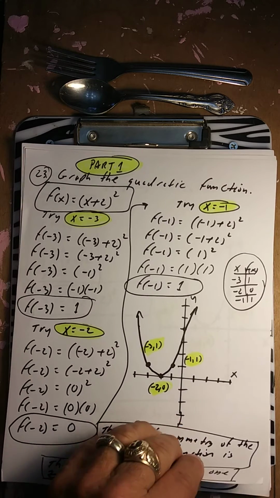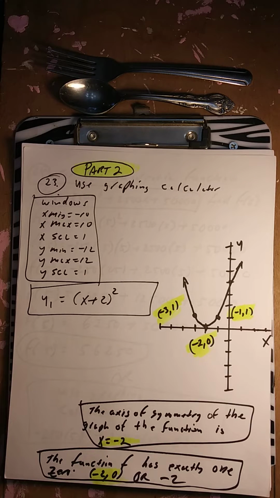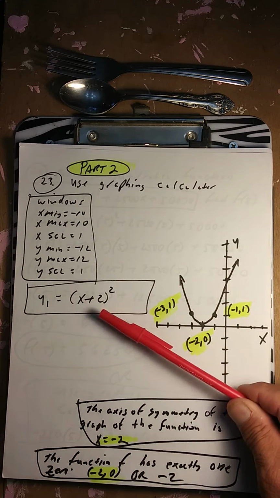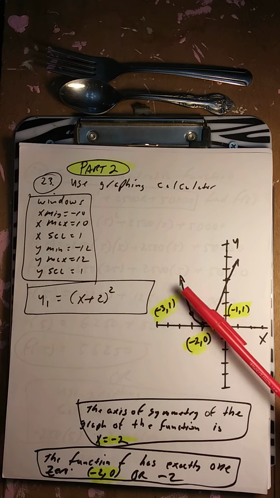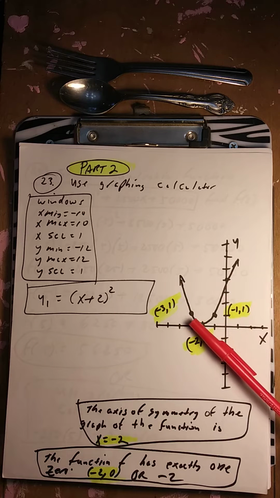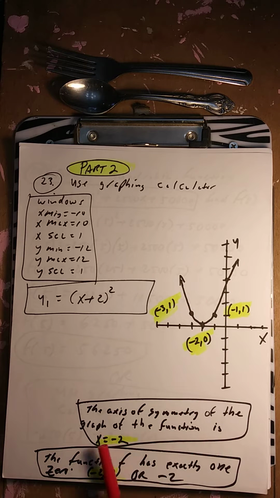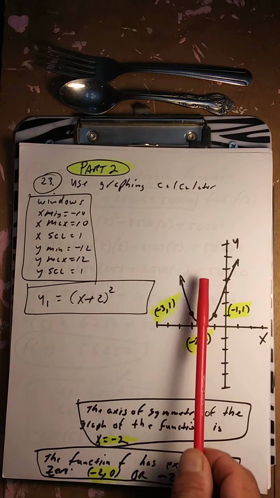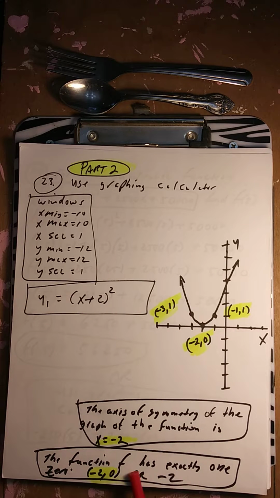Or another way, put it in the graphing calculator. Use the graphing calculator, set up the window, put it in there just exactly like this, enter it, get the same graph. Okay. The axis of symmetry of the graph of the function is x equals negative 2. Also, the function is exactly at negative 2, 0, right here. Same thing.